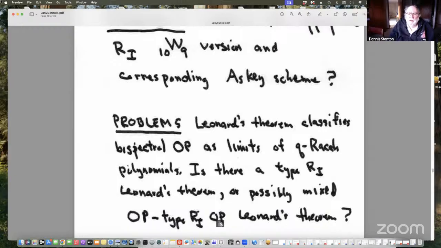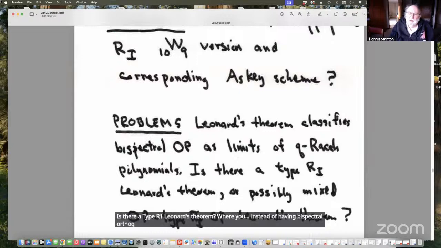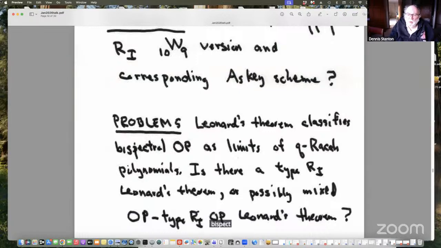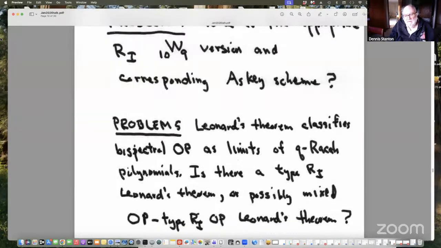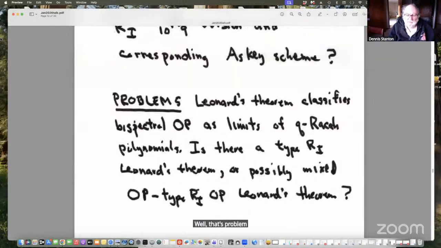Is there a type R1 Leonard's theorem where, instead of having bispectral orthogonal polynomials, you have bispectral type R1 polynomials? Polynomials have a 3-term recurrence, type R1, and their duals of type R1. Or is there a Leonard's theorem where the polynomials are orthogonal and the duals are type R1, some kind of mixed theorem? I don't know. Well, that's problem 5. Any questions about this problem?